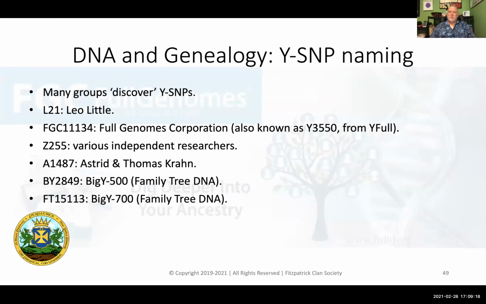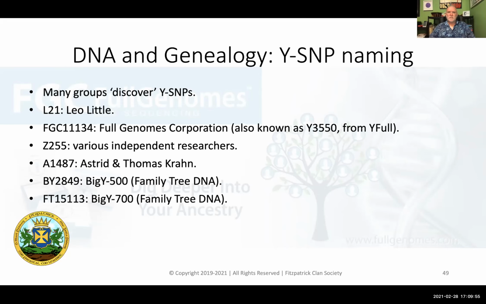I also briefly touched on the way we name the SNPs, the single nucleotide polymorphisms. And again, that can be a bit mysterious, and a lot of people just fall asleep right here when they see L21 and their eyes go blank, no one home. But L just stands for Leo Little, and 21 just probably means that it was the 21st mutation that Leo discovered. And once you get beyond that, and the fact that L21 was a human being at some point in time, it becomes a little easier.